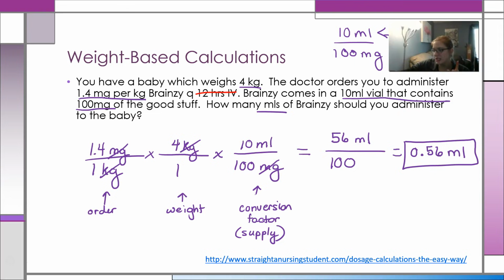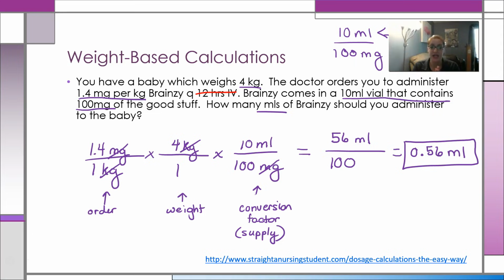Know your dimensional analysis. Okay, so that was with our weight-based calculations. I wanted to make a quick note because sometimes I get this question, which is, what if I had put the 4 kilograms first and then the order second? So if I had switched the location of the weight and the order, it's not going to matter. You can switch what you're multiplying in which order, whichever way you want to, as long as the units cancel. That's the key.